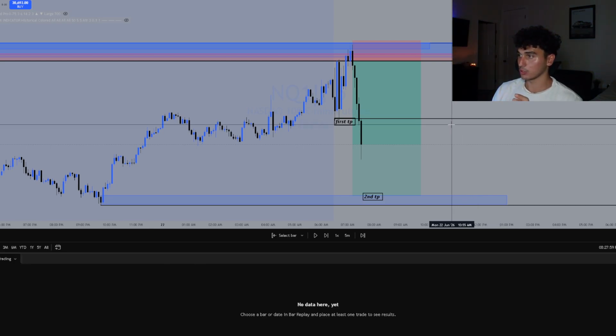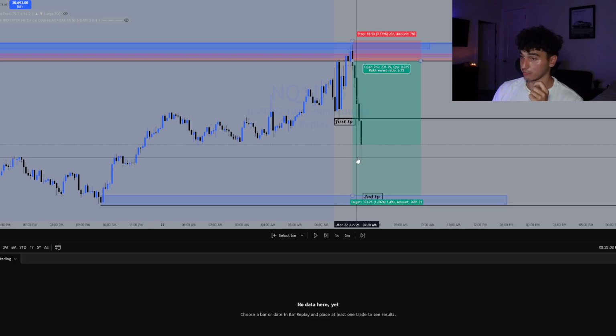For me, once my first TP is hit, I'm going break even. Okay, like, it's just a no-brainer. I'm going break even, or in certain cases, I'm even trailing my stop to profits. Now we can see first TP got hit. Selling pressure is looking very, very good.